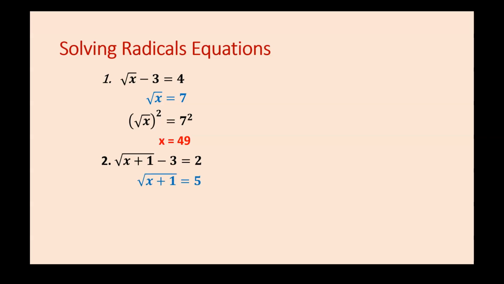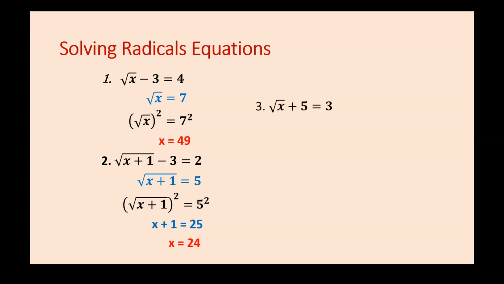We have the radical by itself. Now the radical is by itself, we want to square both sides. The square and the square root cancel each other out. So that leaves us with x plus 1 is equal to 25. We're going to subtract 1 from both sides, which gives us x is equal to 24.